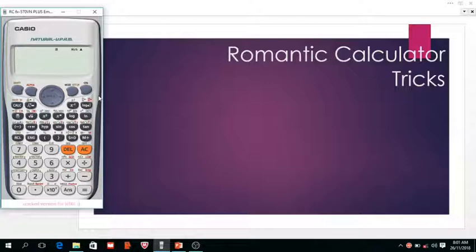Today I'm going to teach you how to use a calculator in a romantic way. So first, we need to set up our calculator in mode 1. Actually it's mode 1.